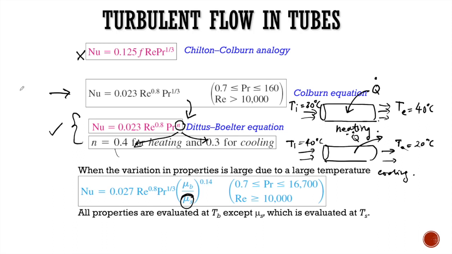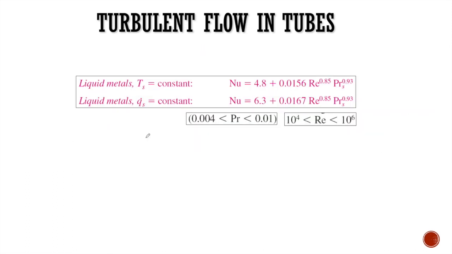So in your calculation for fully developed turbulent flow, you will use this equation. Take note of this equation. For liquid metals, you will use this Nusselt number. We have two different conditions. If you have constant surface temperature, the Nusselt number is 4.8 plus 0.0156 Reynolds number to the power of 0.85, Prandtl number surface to the power of 0.93.